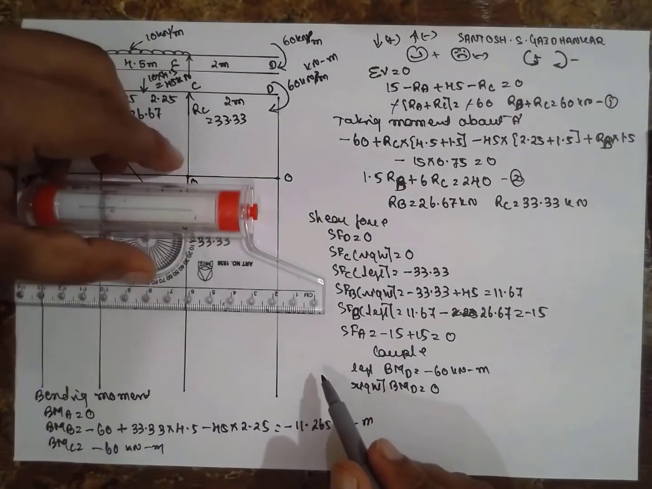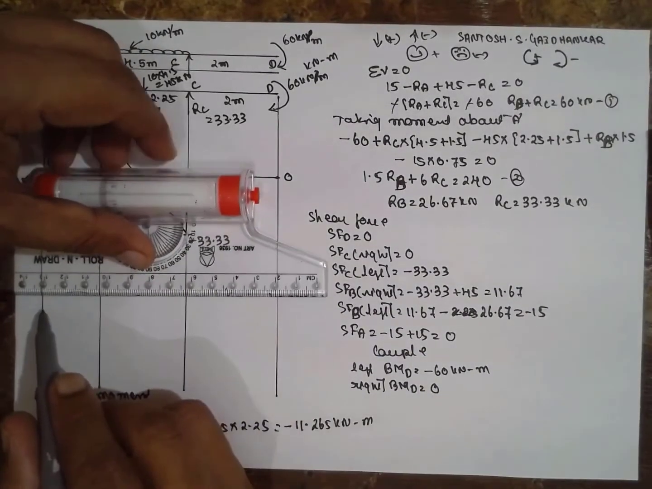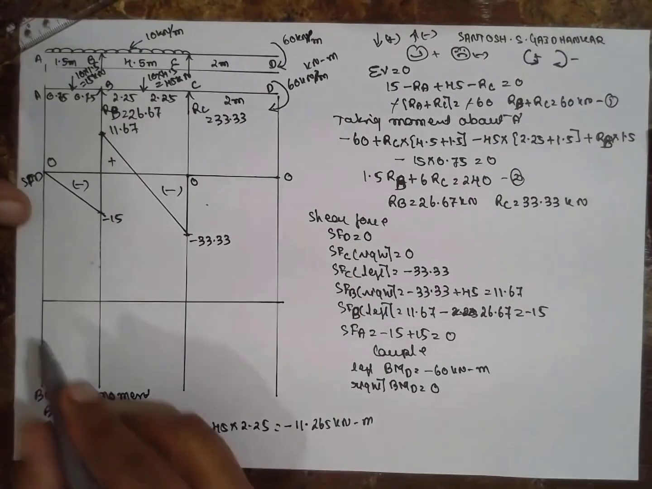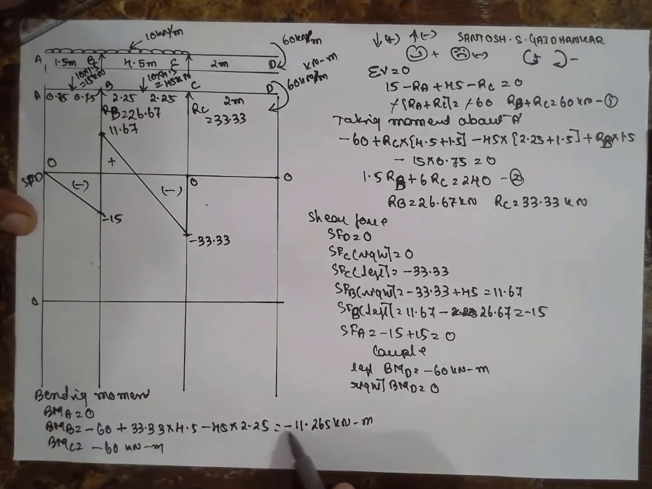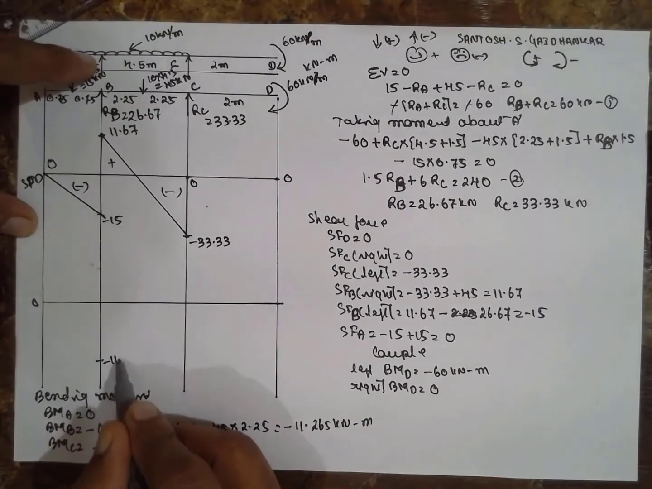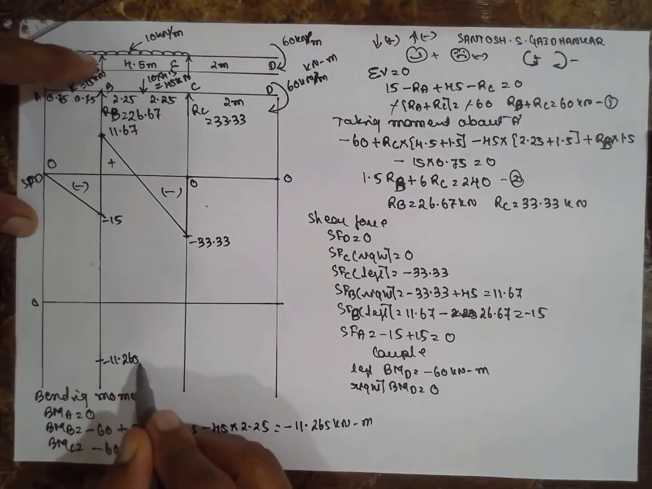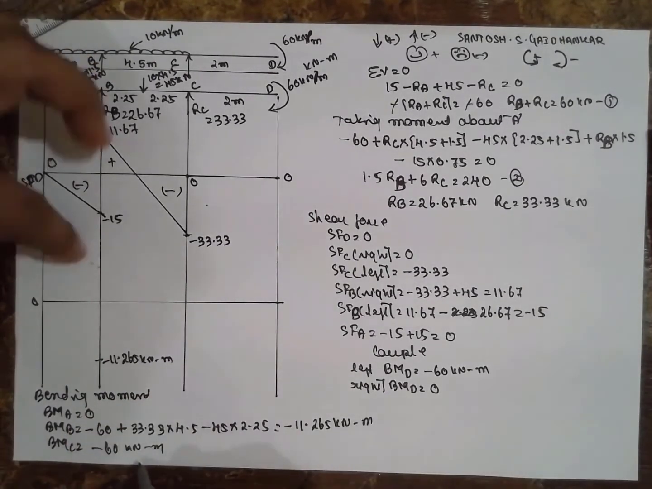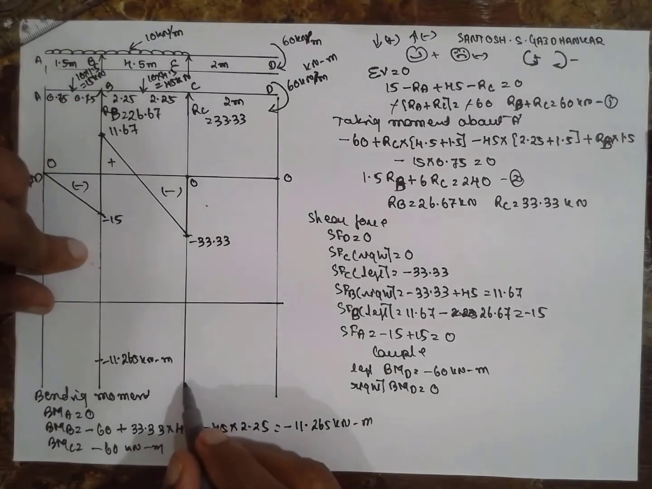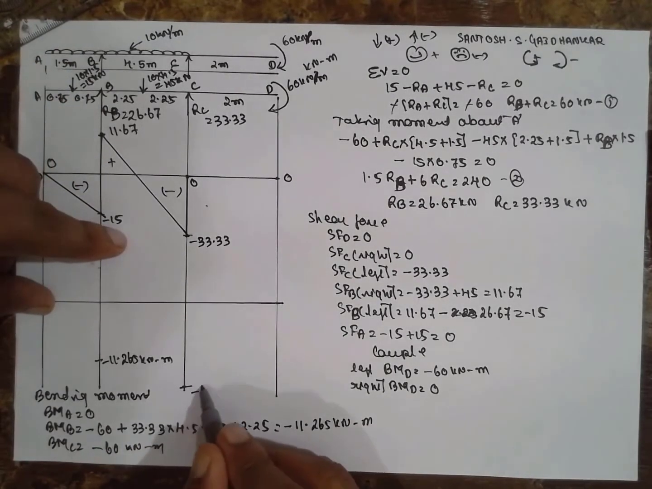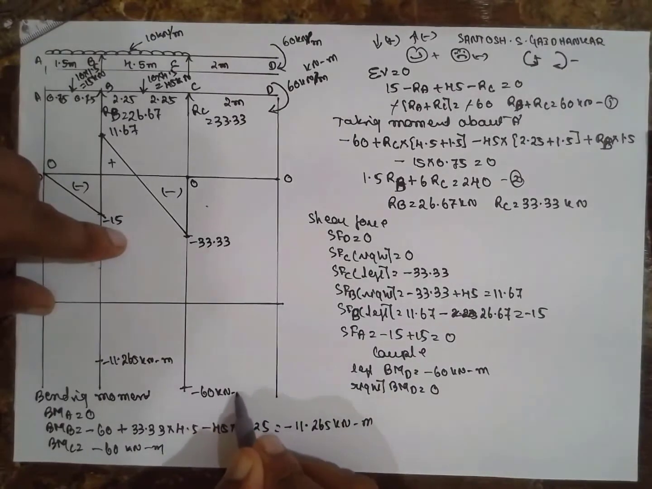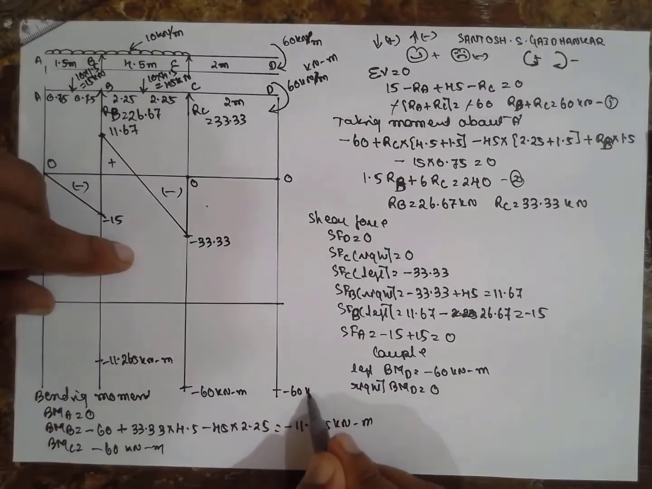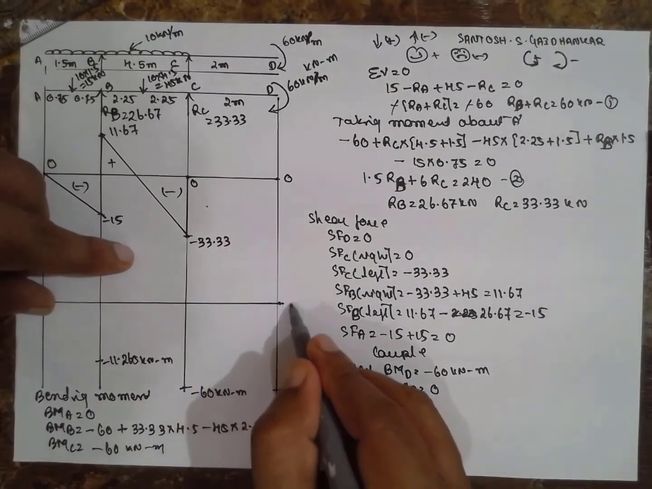Now draw the bending moment here. The first value is 0, 0. Second value is minus 11.265 kilonewton meter. Next, BM at C will be minus 60 kilonewton meter. At D will be minus 60, again minus 60 kilonewton meter, and 0.